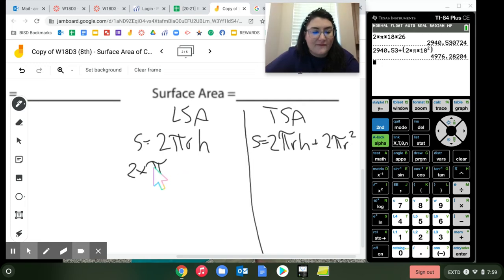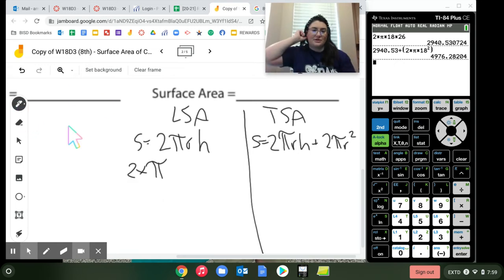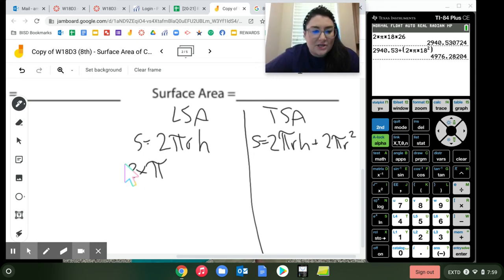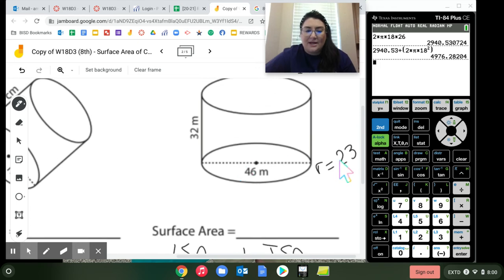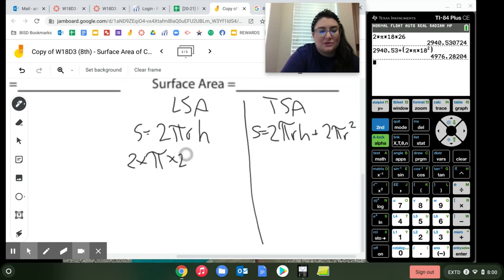Now, if you forget how to write this pi, remember it's 2 lines up and down, and then you give it that little wave on the top. Okay, let me erase that. For some reason, every year people are like, well, how do you write that? Okay, so there that is again. Okay, so 2 times pi times our radius is 23 and our height is 32. So times 23 times 32.